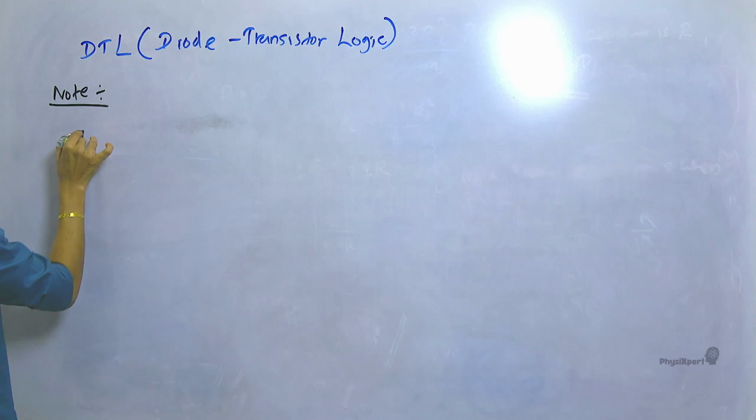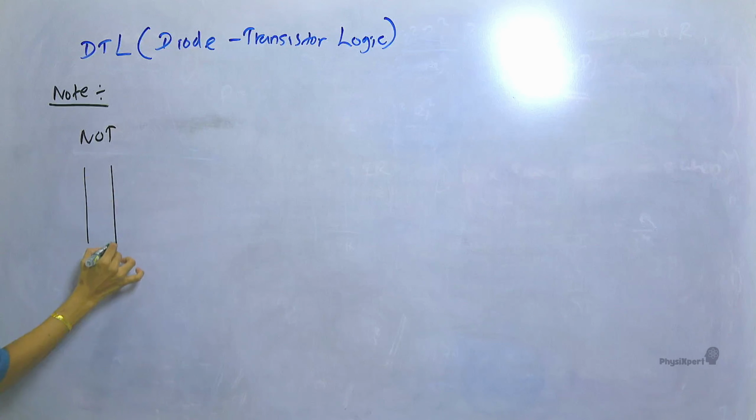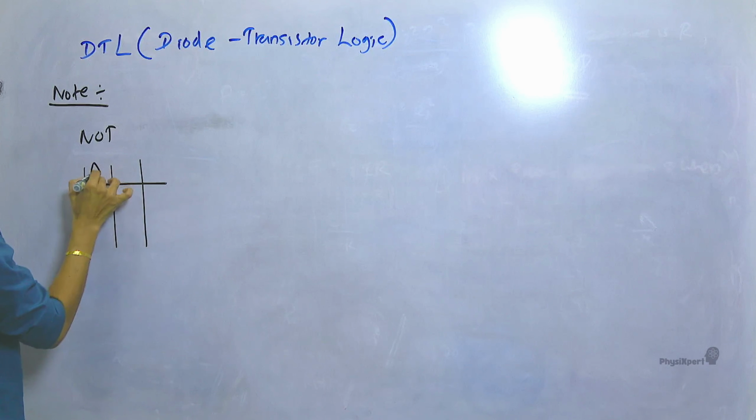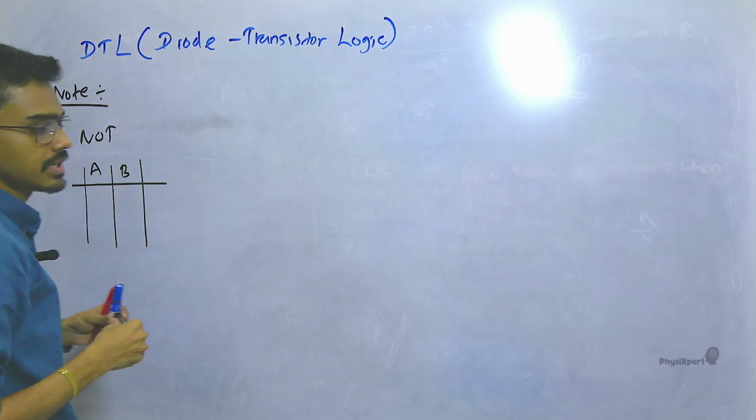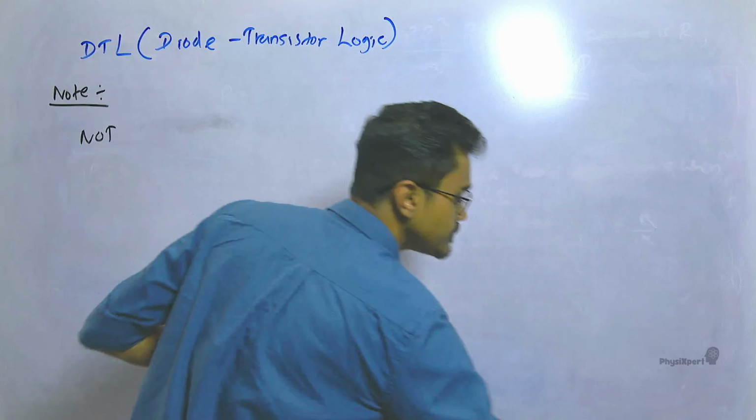First thing is about the NOT gate. Say the input of the NOT gate is A. Let me draw the circuit also. If I draw the circuit diagram, the circuit symbol of a NOT gate is this.